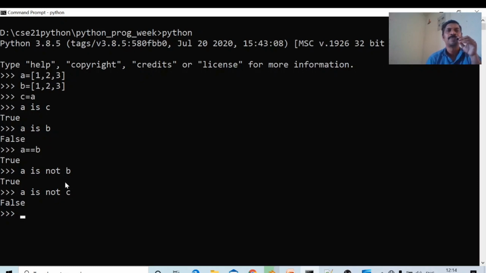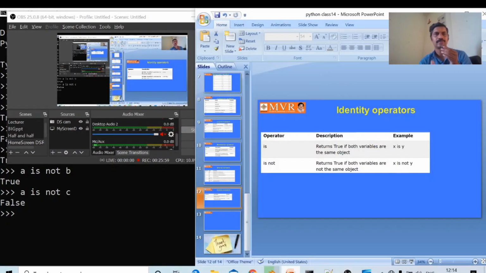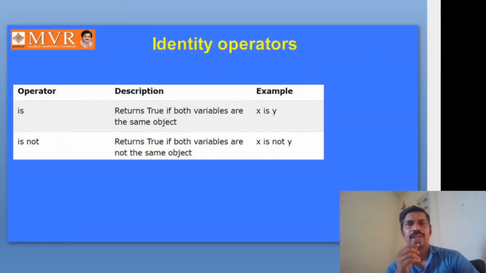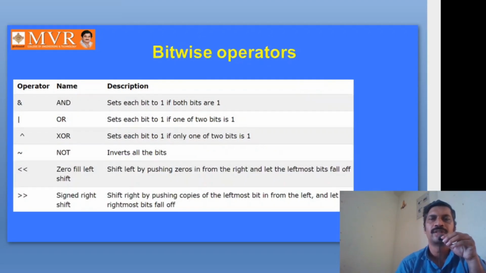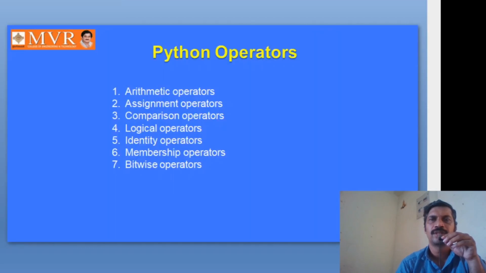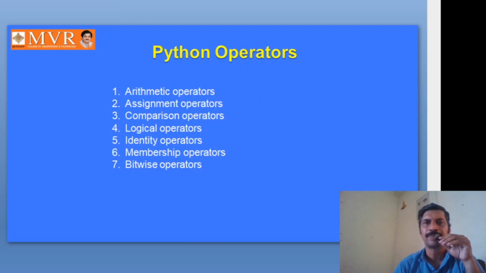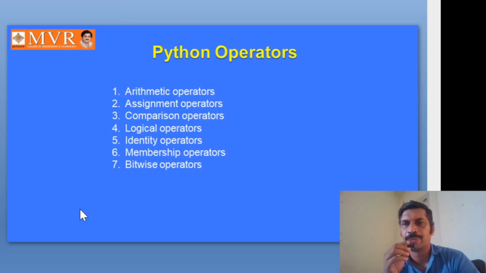Is and is not are called the membership operators in Python programming language. Okay, this is about operators in Python programming. Let me quickly review all the operators. The Python operators are seven: arithmetic operators, assignment operators, comparison operators, logical operators, identity operators, membership operators, and bitwise operators.